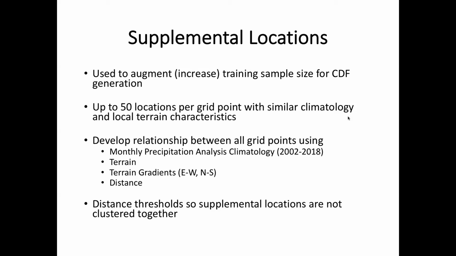The inputs for this program are a monthly precipitation analysis climatology, in this case a 16-year sample to work from, terrain gradients in the east-west and north-south directions, and distance between grid points. If you throw that together and weight the precipitation differences versus terrain differences versus gradients and distance, we come up with a performance penalty, essentially, and we take the 50 best locations. We also use distance thresholds, so supplemental locations are not clustered together.